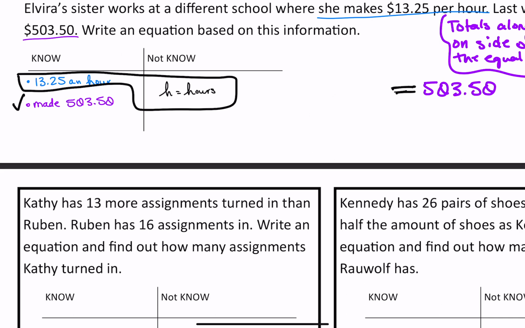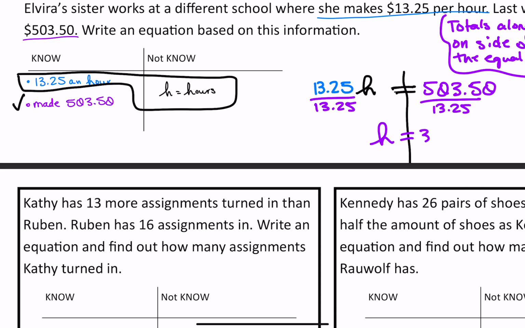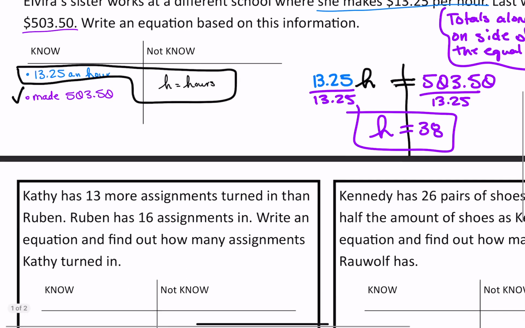Well, whenever you're talking about money and hours like this, you want to take how much money you make and multiply it to the hours you work. Every single time. So now we can actually solve this and figure out how much she actually worked by dividing 13.25 on both sides, which we should know how to do. And we get 38 for H. So she worked 38 hours to make $503.50.